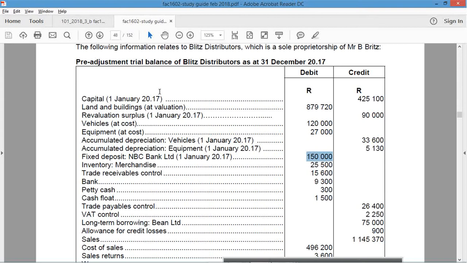Trade receivables is another name for debtors. You missed one: inventory. Inventory is a current asset. Good.